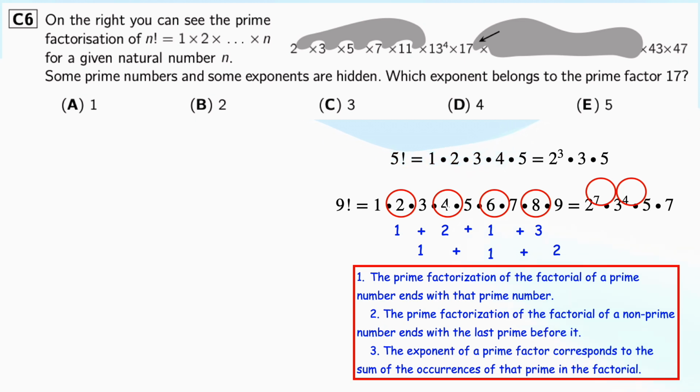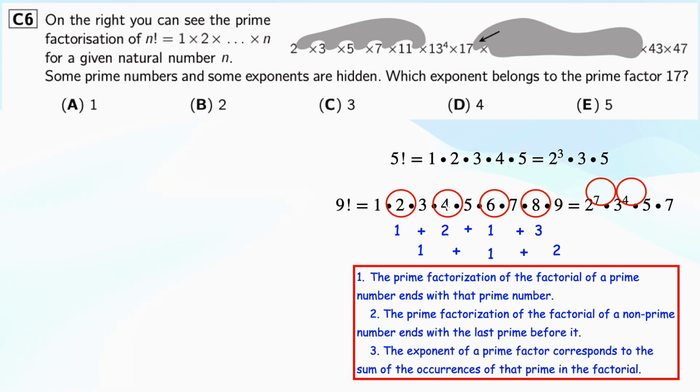And the exponent of a prime factor corresponds to the sum of the occurrences of the prime in the factorial. For example, 7 is the exponent of 2. The 7 comes from the occurrences of 2 in the factorial.